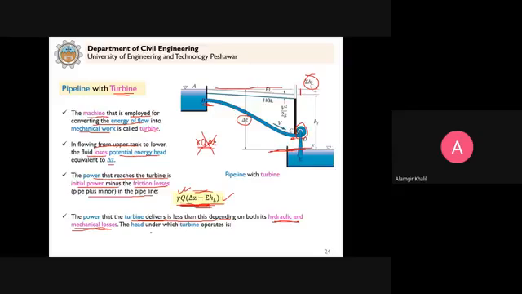So the head under which the turbine operates is this. This is the head available to the turbine from here. Clear? So we will discuss pumps and turbines in detail in the coming chapters. But here, if pumps and turbines are connected in a pipeline, this is how we use these equations to solve the pipe flow problems. Clear?